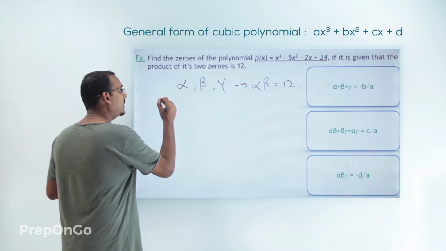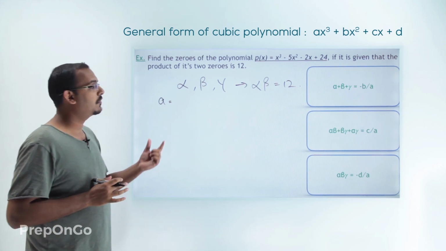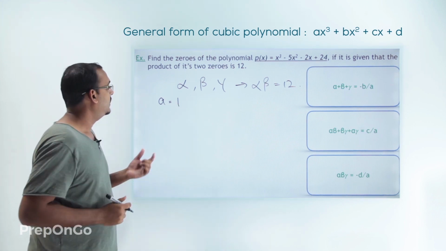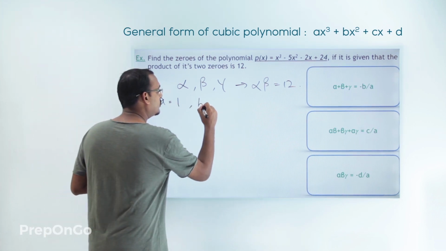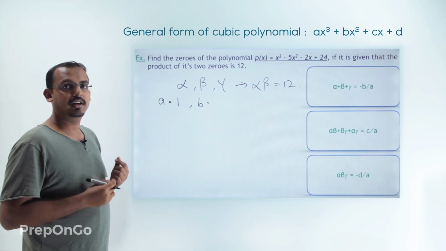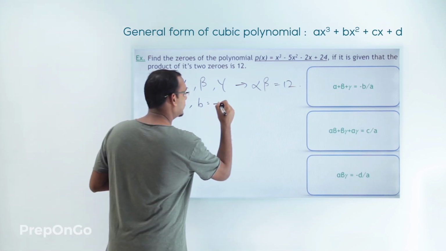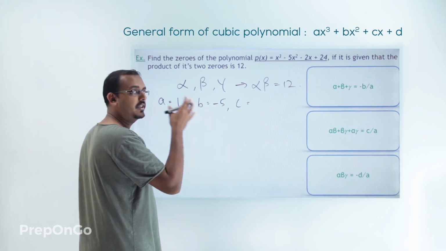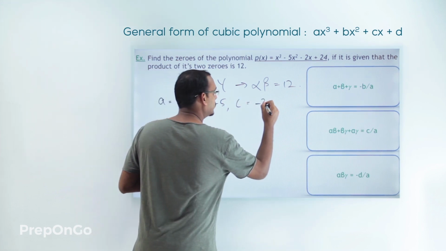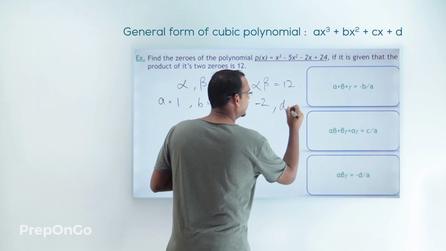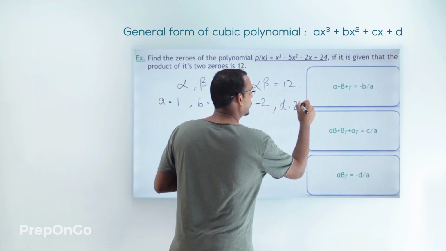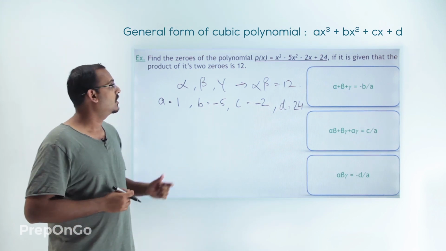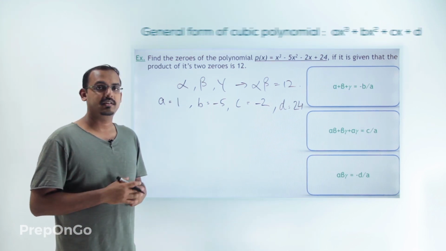So the value of a is the coefficient of the cubic term, so this becomes 1. The value of b is the coefficient of the x square term, so this becomes minus 5. Similarly, the value of c is the coefficient of the x term, which becomes minus 2. And d is the constant term, so d becomes 24. So now these are the values of the coefficients of the given polynomial p(x).